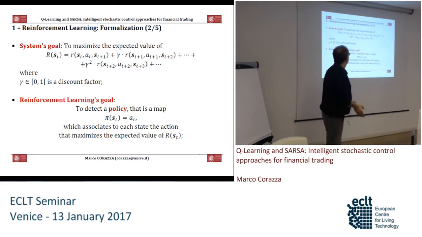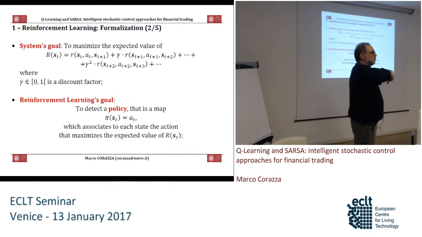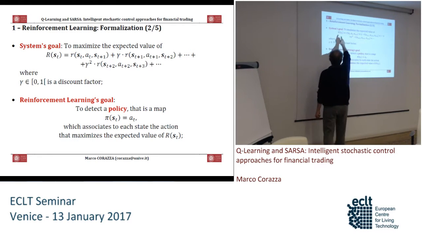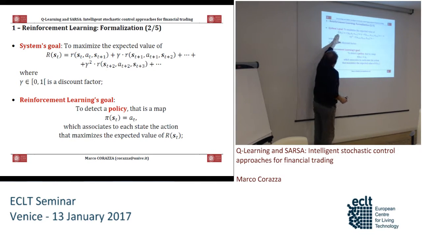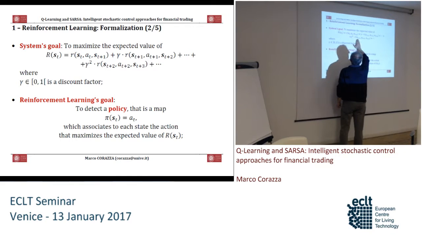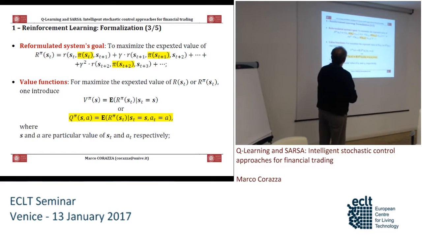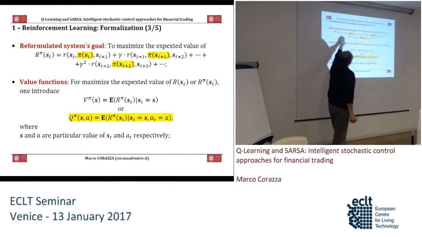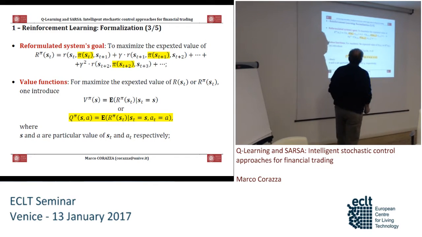In a perfect world, we would like the system to be able to maximize this quantity. Of course, the system is not able to do that, and we'll see that the system has to maximize the expectation of this. Then we'll see how to formalize this aspect. So this is the function to maximize. Of course, we don't know the future value, so we need to reformulate the system goals. In fact, we need to maximize the expected value of this same quantity.